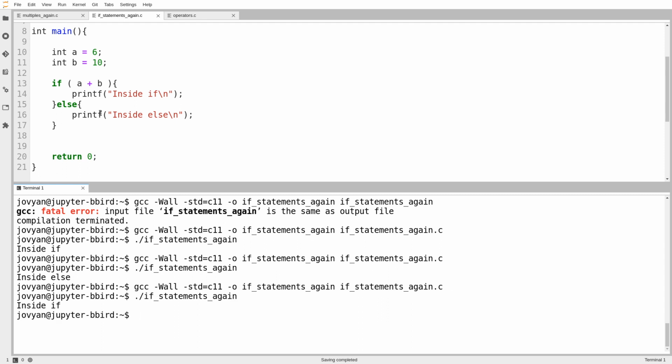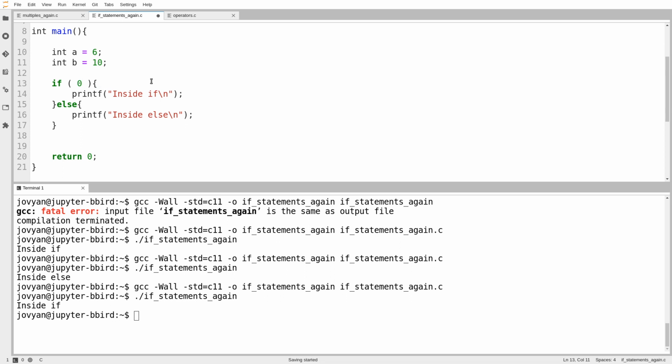So here it says inside if, and that's because this was considered to come back with the answer yes when treated as a yes or no question, because C has a pretty primitive way of handling that. Any number equal to 0 is considered to be an answer no. Any other number is considered to be the answer yes.